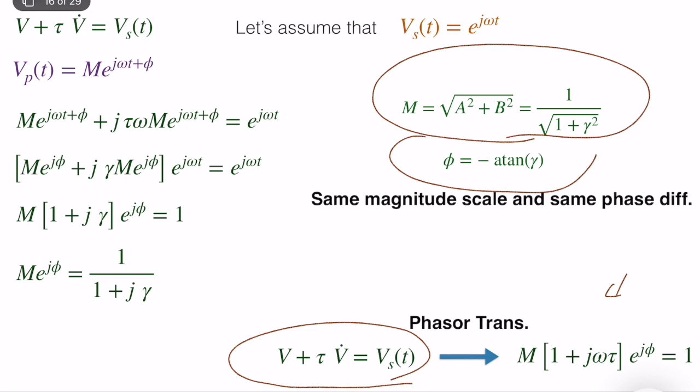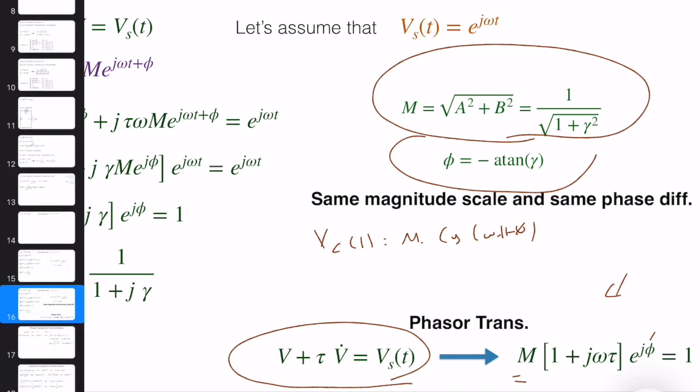We just solve for m, we just solve for phi. We know omega because it's the input, we know the time constant because we know the system, and we compute phase and magnitude. Once you compute magnitude and phase, you can figure out that the output is simply V_O of t, m times cosine omega t plus phase, because the same phase shift and magnitude that we observe in this phasor domain is equal to the real system when we apply cosine, which is a perfectly real input.